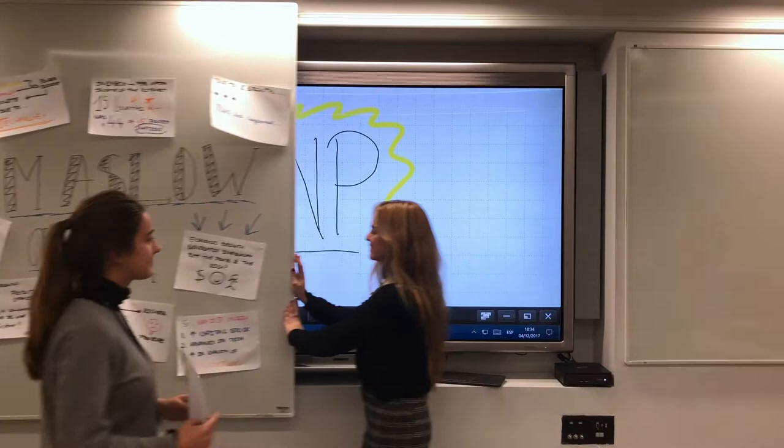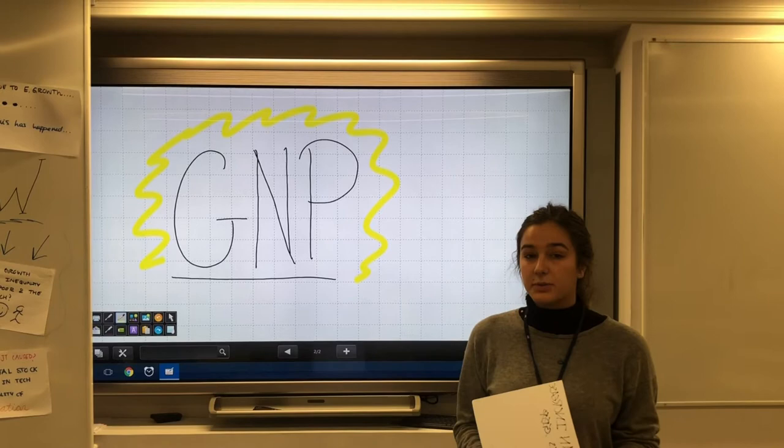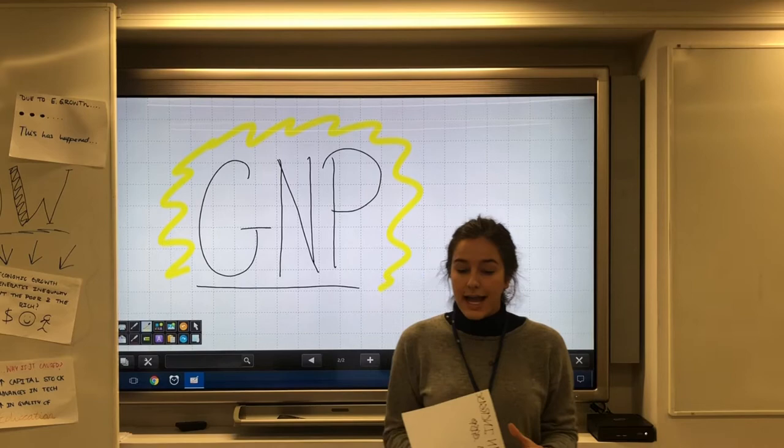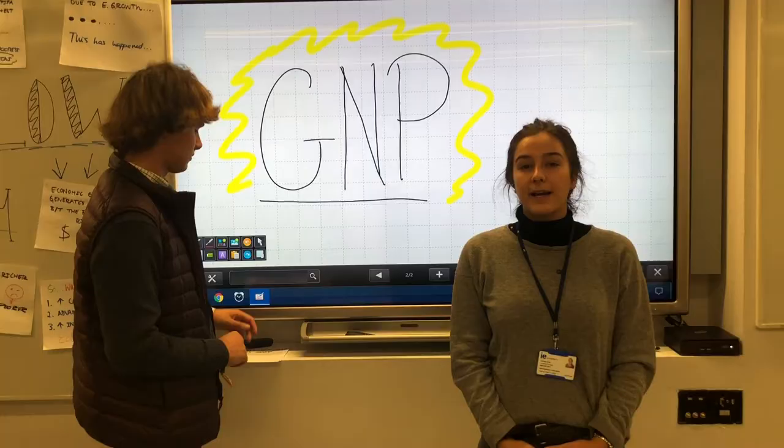What is GNP? GNP stands for gross national product. The GNP measures the total monetary value of the total output produced by a country's residents. So, this means that any output produced by foreign residents within the country cannot be calculated within the GNP, while any other output produced by the country's residents outside of its borders has to be calculated. For example, El Banco Santander.